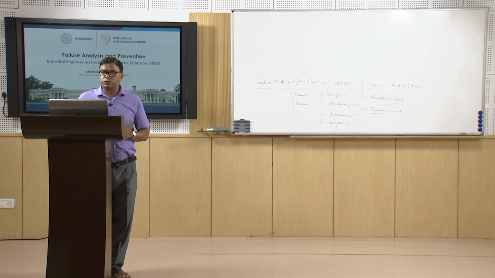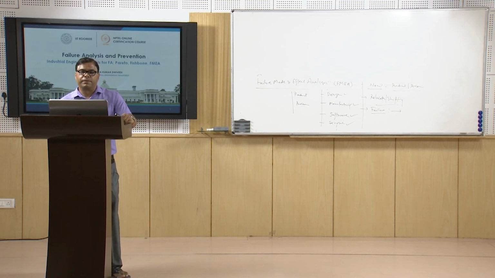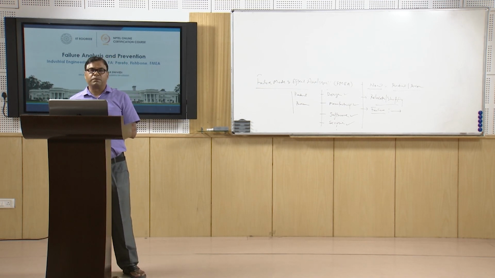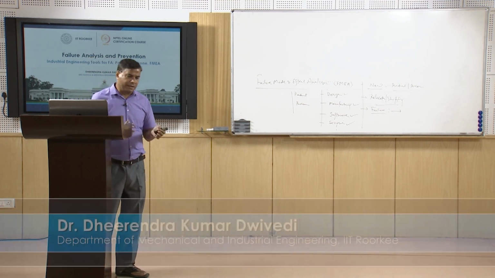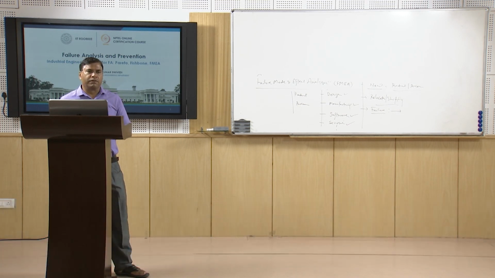And similarly, in software, a software engineer wants to think of the possible problems a software product could face when scaled up to large databases, and this can be a problem. So, the software is strengthened to take care of all those possible issues which can occur when it is in actual use. Still, if some of the issues are identified, then nowadays it is common to update the software so that the problems can be resolved. So, this is just an introduction of the FMEA and the benefits and the application areas where it can be applied. I will talk about the FMEA in detail, about the different procedural steps for applying the FMEA.